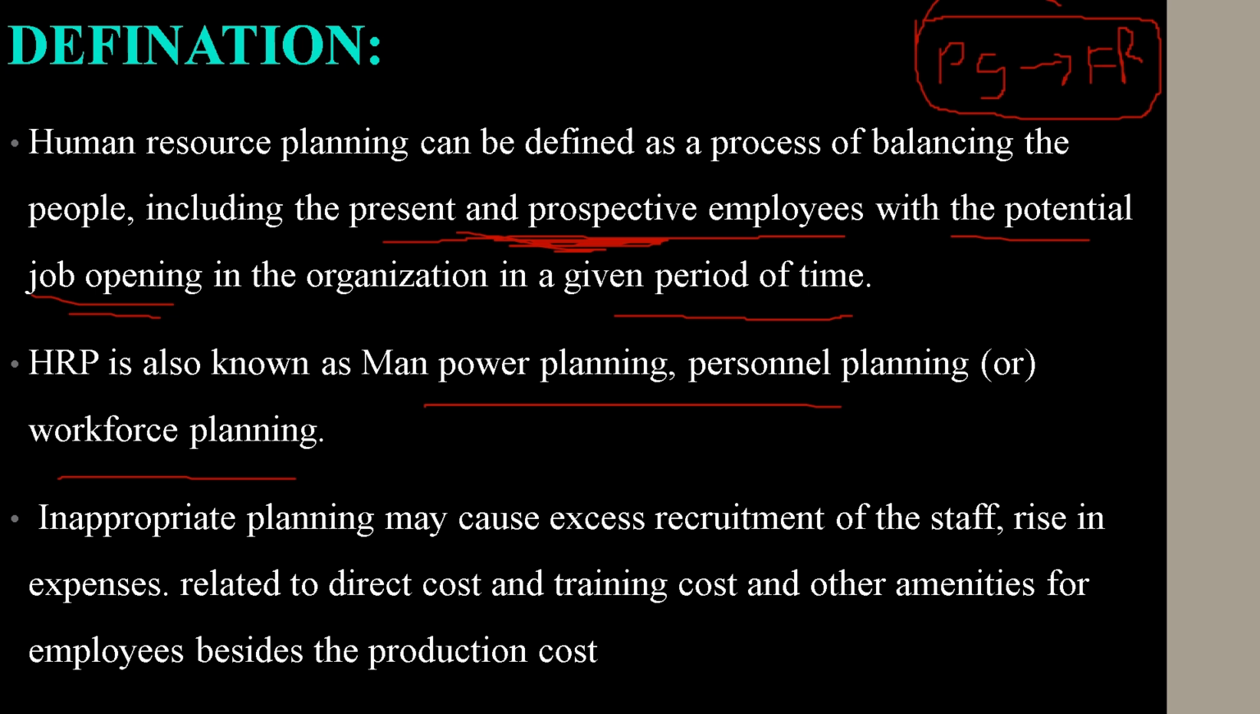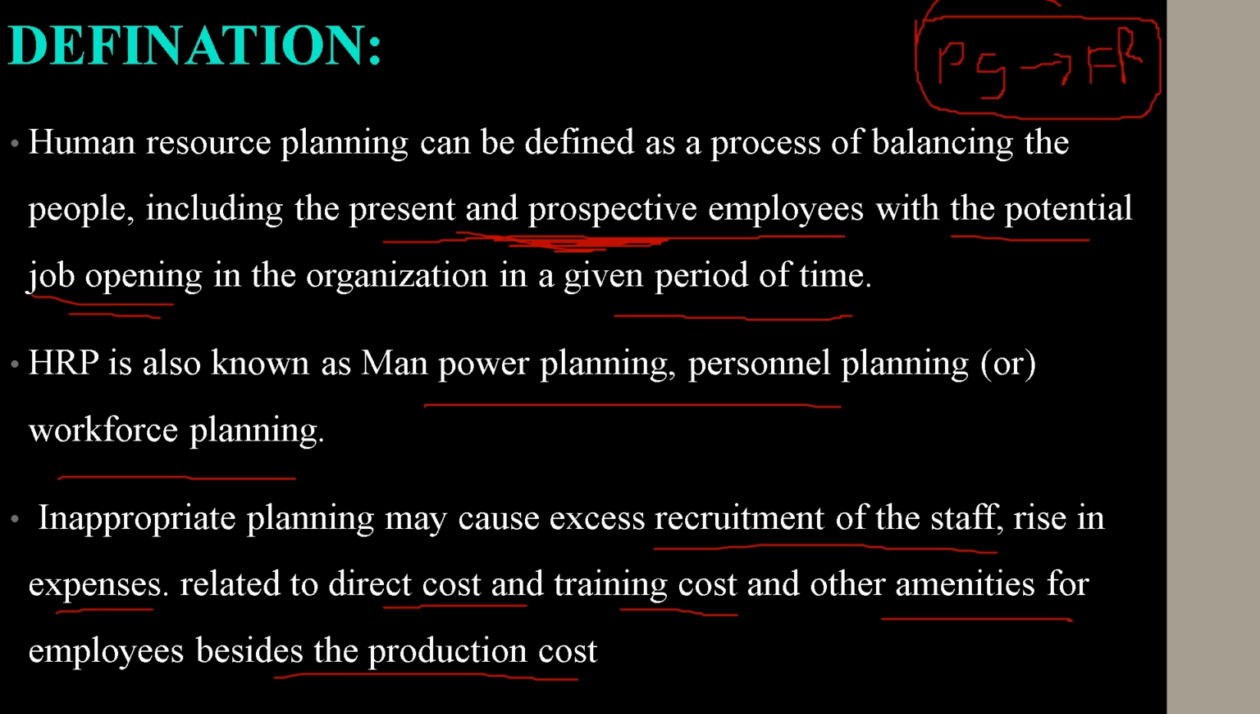Next, inappropriate planning may cause excess recruitment of the staff, a raise in expenses related to direct cost, training cost, and other amenities for employees besides the production cost. Obviously, if we are running the organization, there will be a production cost, right? What is production cost? It's the total expenses caused by the organization. In manufacturing the product or services, whatever the total cost is, we call it production cost.